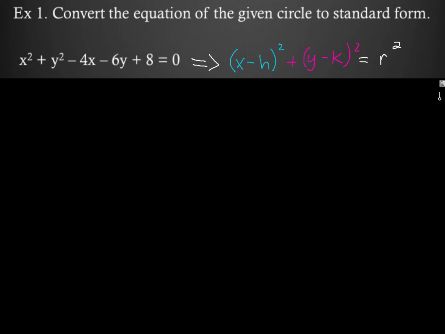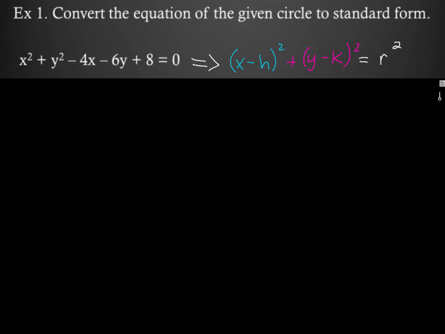Alright, so let's take a look at our first example here. We've got this example where it says convert the equation of a given circle to standard form. So we have x squared plus y squared minus 4x minus 6y plus 8 equals 0. So what I want to do is get it into the standard form of x minus h quantity squared plus y minus k quantity squared equals r squared. Now there's a technique that we're going to have to use called completing the square, and we're going to get into that in a little bit.